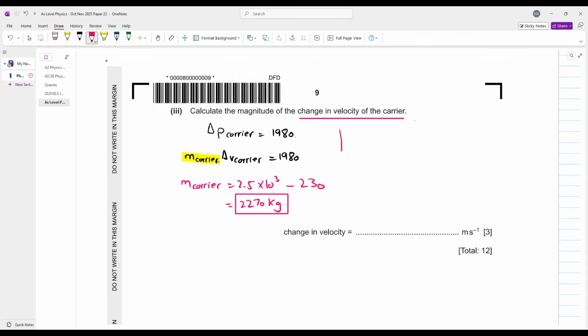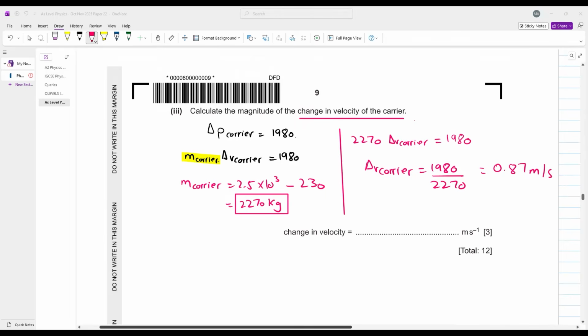So mass of the carrier, अब substitute कर दो. Mass of the carrier is 2270, change in velocity of the carrier, 1980. Can you calculate the change in velocity of the carrier? Yes, easy peasy. 1980 by 2270. This comes out to be 0.87 meters per second is your change in velocity of the carrier. Simple as that. कुछ भी हमने complicated यहाँ पे नहीं किया. Very easy. I hope you guys can visualize this.